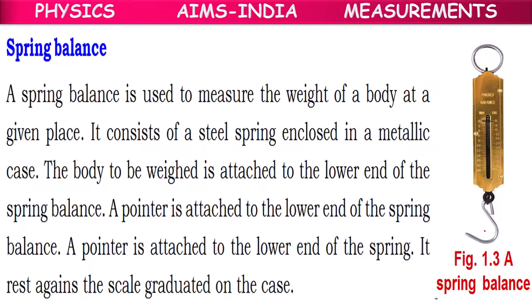So here the scale is there. If we attach any object to the hook, this spring will come down. Along with the spring, the pointer also will come down. Before attaching the weight, what is the pointer reading? After attaching the weight, what is the pointer reading? The difference between the two values will give the weight of the object.